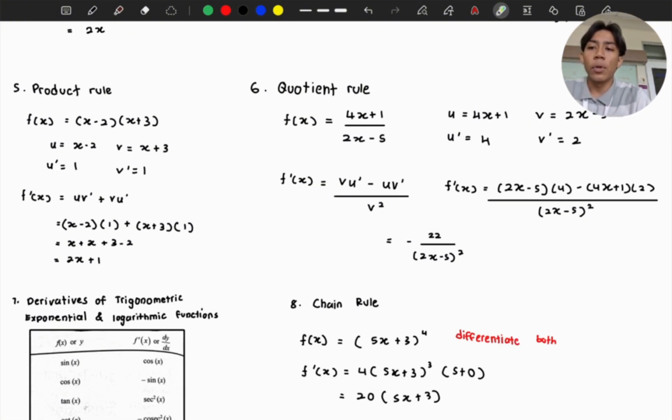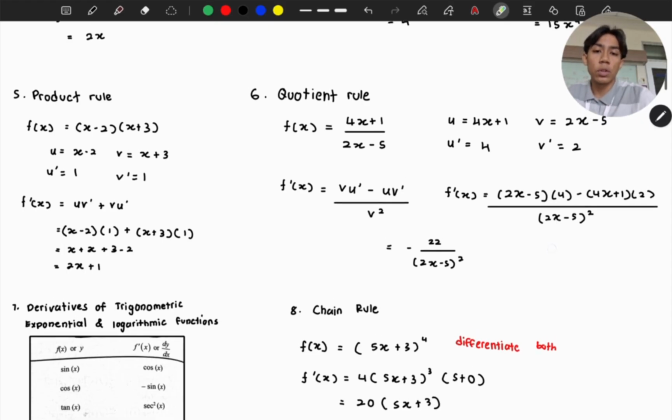Next, product rule. This is an example of a product rule question. First, we need to identify which one is the u and the v. Usually, the u is in front and v is at the back. Then we differentiate the u, and this is the answer, and then differentiate the v for the v prime and the answer. After you get the u prime and v prime, substitute into this equation to get the answer.